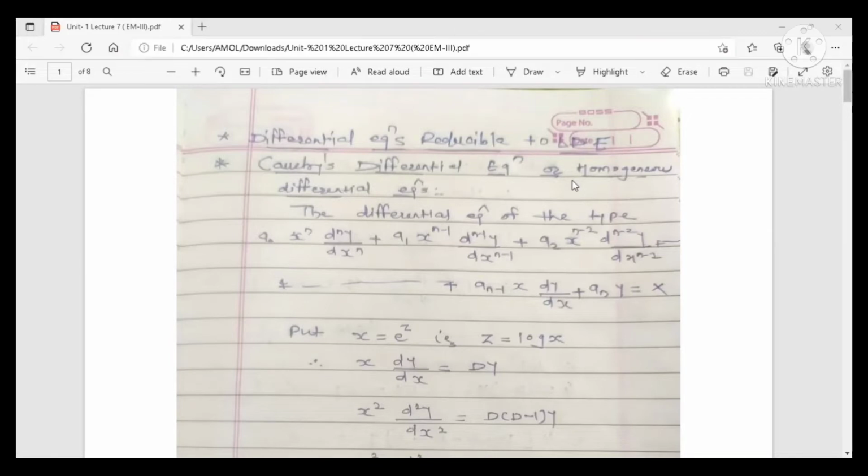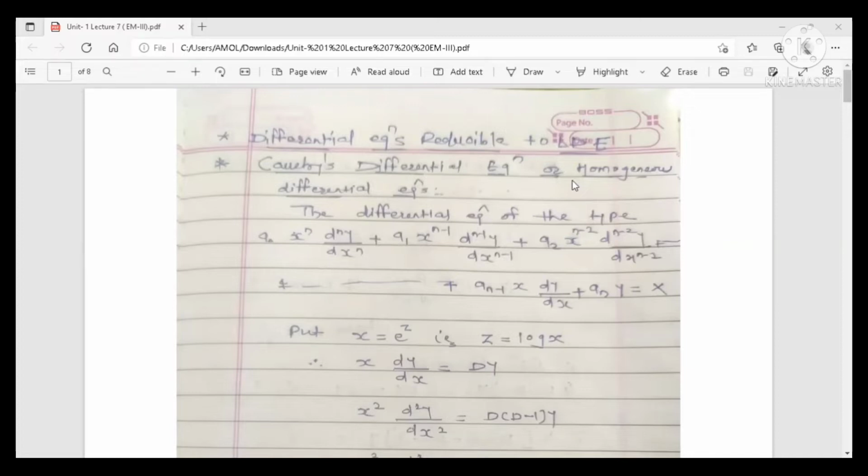There are two special differential equations which are not linear differential equations with constant coefficients, but we can reduce these two particular differential equations to LDE, meaning linear differential equations with constant coefficients. The first particular differential equation is Cauchy's differential equation or homogeneous differential equation.